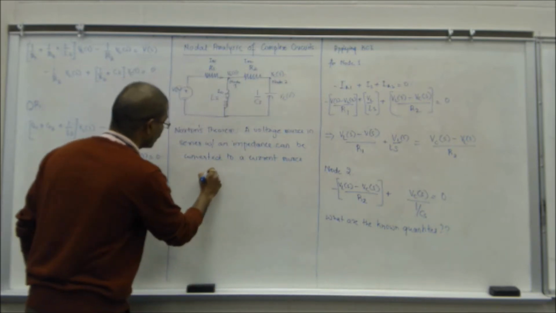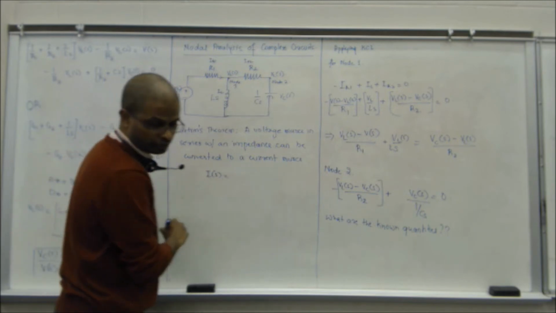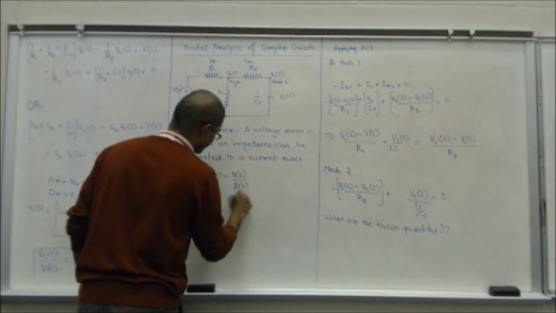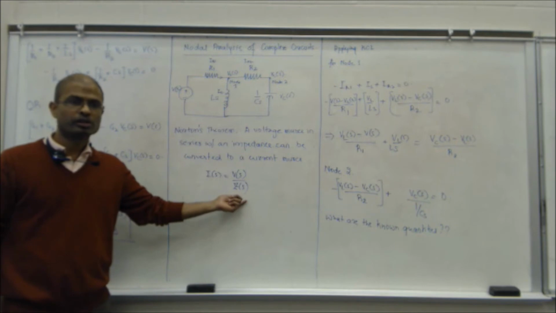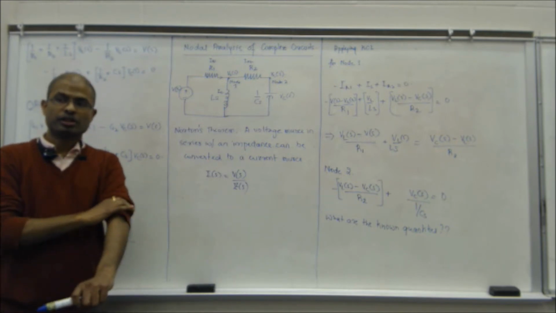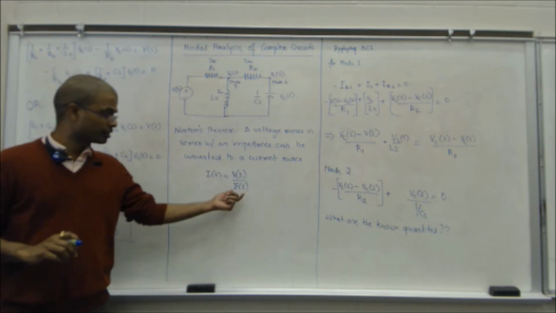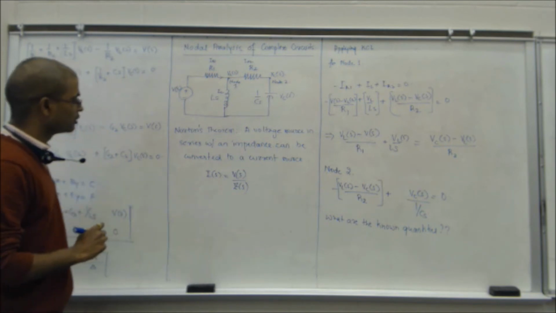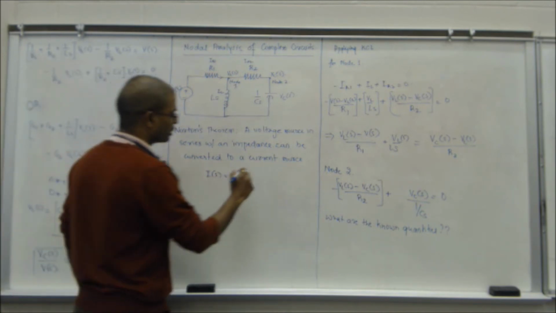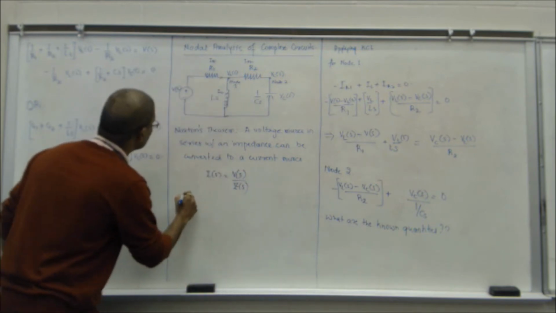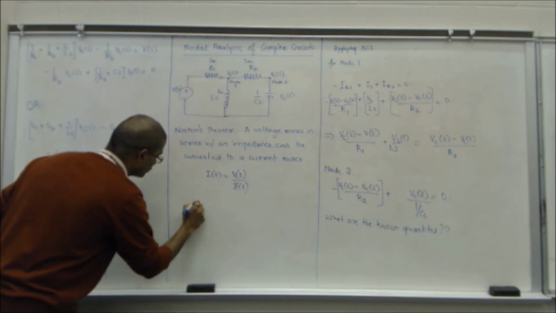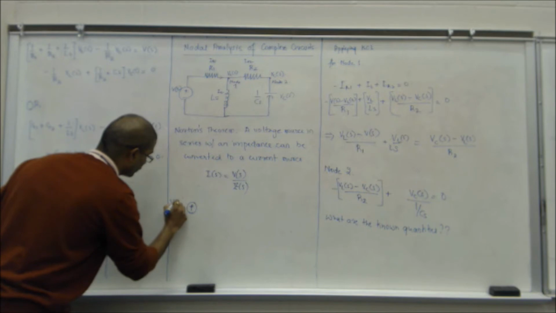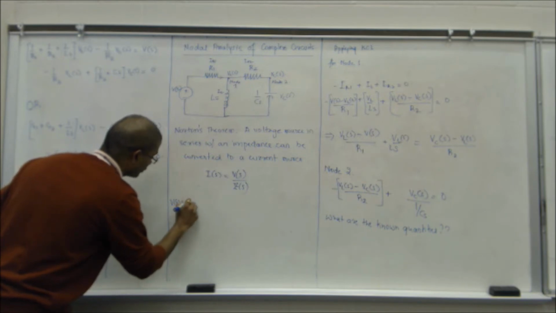So you have I of S here equal to V of S over Z of S. Please understand, Z is a general notation for any impedance. It could be resistance, inductance, or capacitance. If you apply this, this is a current source in parallel. So this is how it will work. This becomes a current source, which means V of S into Y of S.